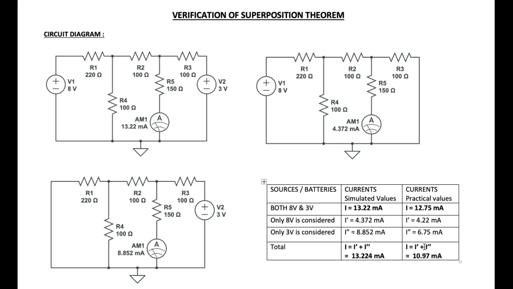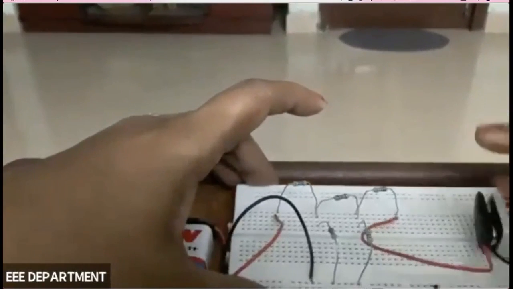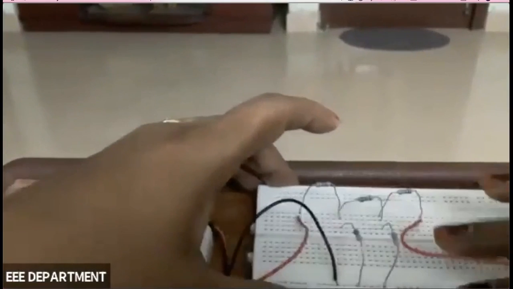So that is what we have to prove over here. When we apply superposition theorem for measuring the current value, the summed up value is almost equal to the original current value when both batteries are present. So this is what we are going to do practically. Now I'm going to measure the current flowing through the 150 ohms resistor.